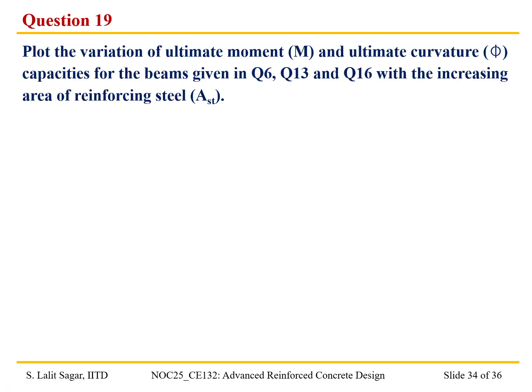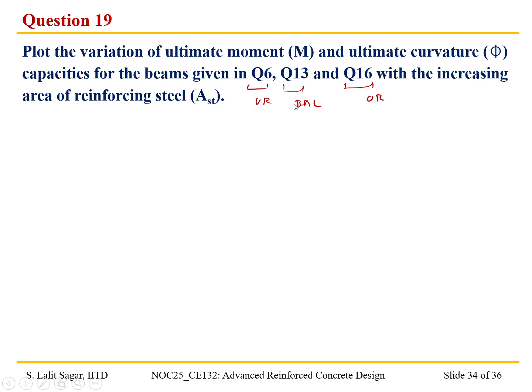Yeah, so again, I think this question is going to sum up today's discussion in a very precise manner, which is going to reinforce our learning. So the question is, plot the variation of ultimate moment and ultimate curvature capacities for beams given in questions 3, 6, 13 and 16 with increasing area of the reinforcing steel. So again, I'll remind you that question 6 corresponds to an under reinforced cross section, question 13 corresponds to a balanced cross section, and question 16 corresponds to an over reinforced cross section.